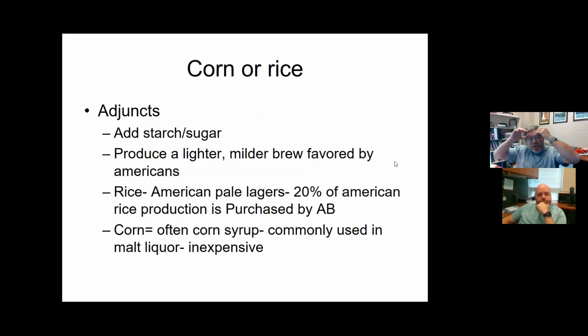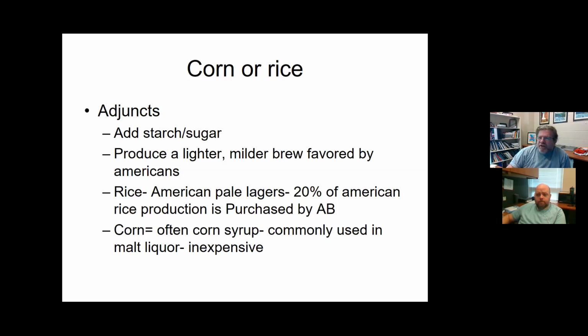Okay, so with a lot of beer, especially products from Anheuser-Busch, they will have adjuncts because we need more starch or sugar in it. Typically, these things don't have a lot of flavor, so you get lighter, milder brews, which is the beer that most Americans drink. We drink pale lagers for the most part. That's Busch Light, Coors, Miller, Budweiser. All of those beers are American pale lagers.